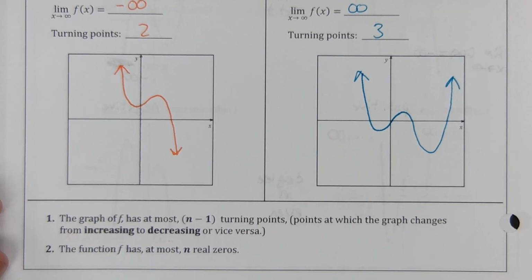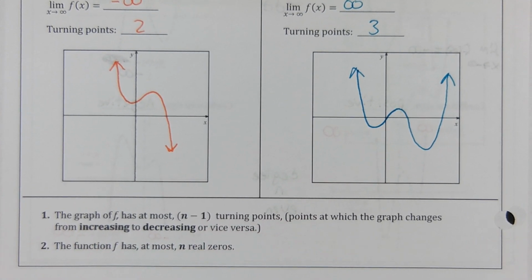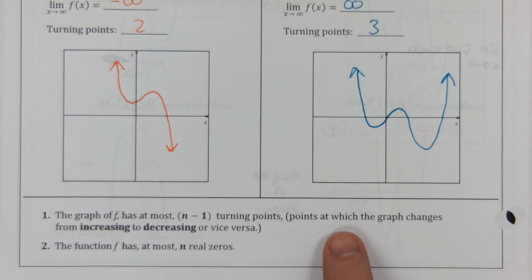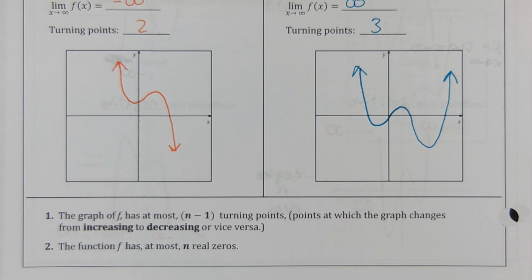So that leads us to something that we had already realized as a class a few days ago. The graph of f has at most n minus 1 turning points. These are points at which the graph changes from increasing to decreasing or vice versa. And a graph has at most n, meaning the degree, real zeros. But you could have some complex zeros.